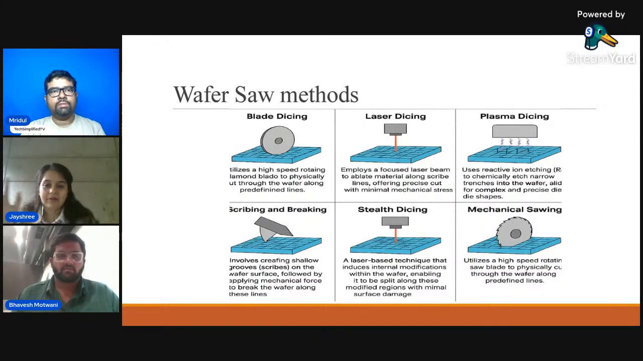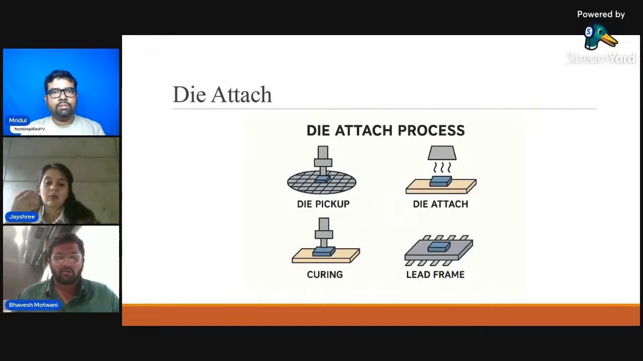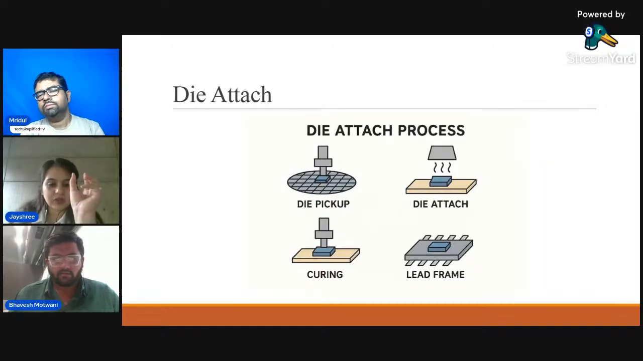And after wafer sawing, I think we have cleared what wafer sawing is, and now we are going for the next topic. What is the die attach process? As we got to know what a die is, now a die is attached on the surface, which is the substrate.